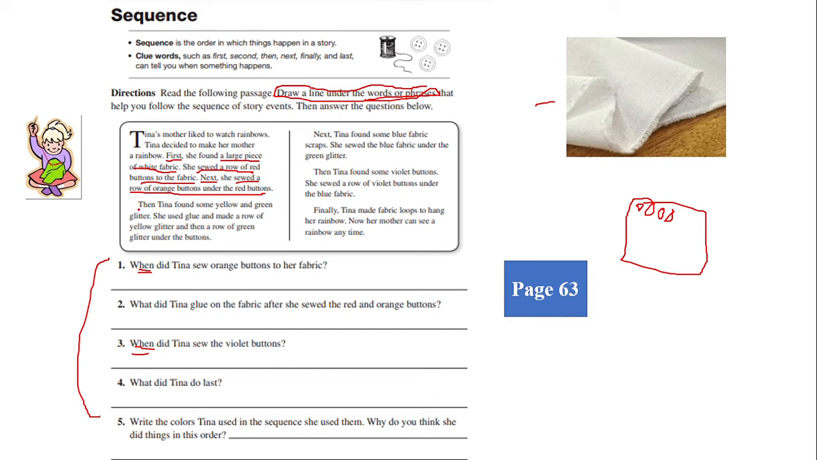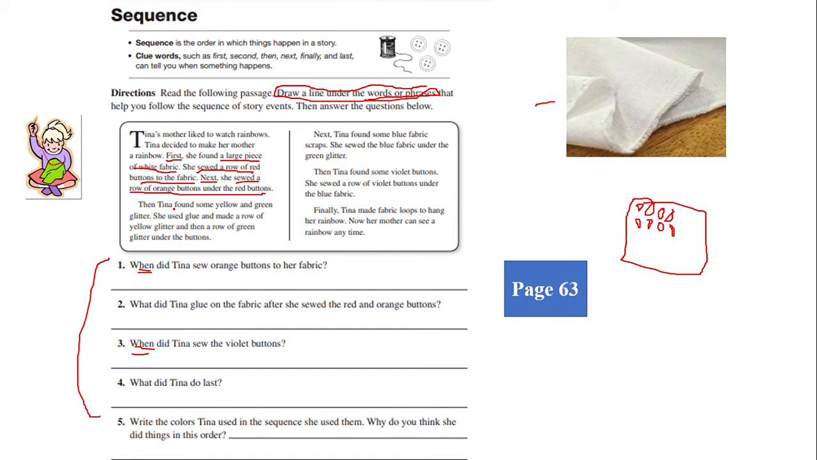Then, the first thing, she sewed a row of red buttons. Next, she sewed a row of orange. The next thing is orange. Here it would be an orange color. I would have colored it for you, but because we don't have time, I won't be doing it now.